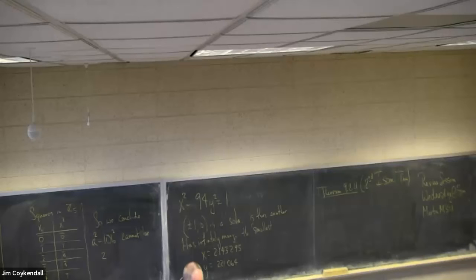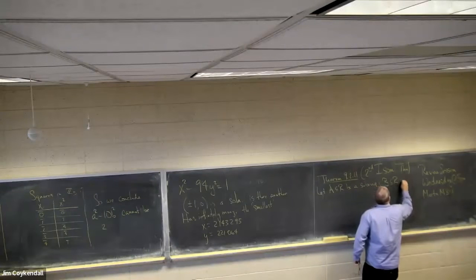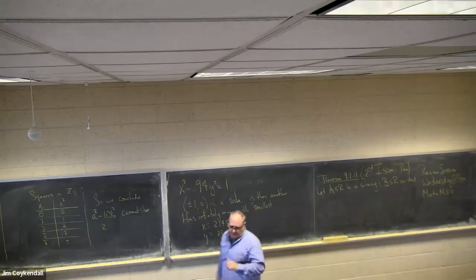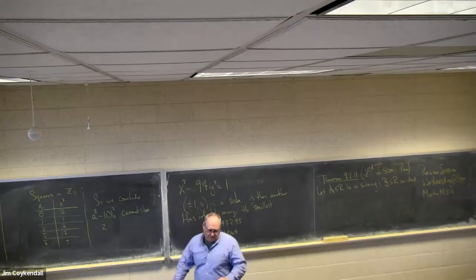Let A be a subring of R, and B an ideal. Then A plus B... remember, B an ideal means a subring on steroids. So this is a subring that's got some extra power. What is A plus B?